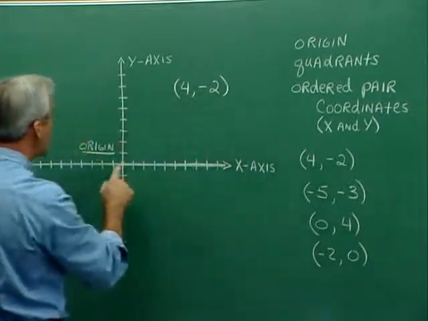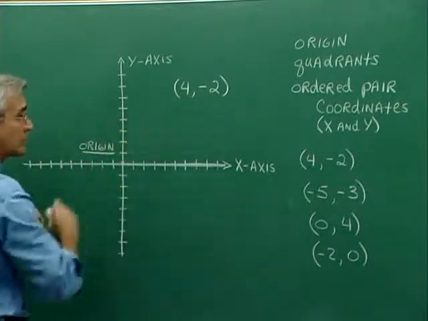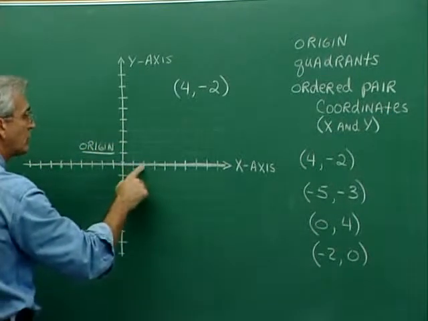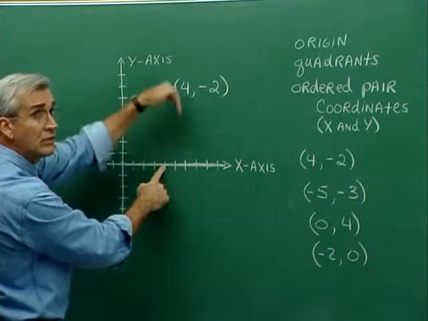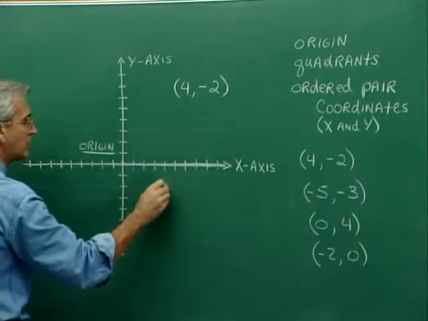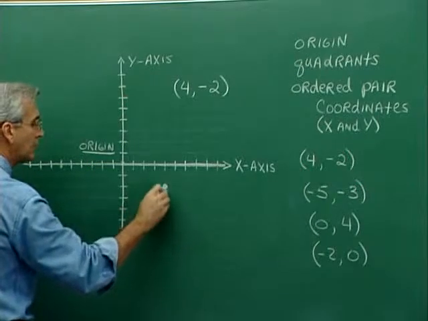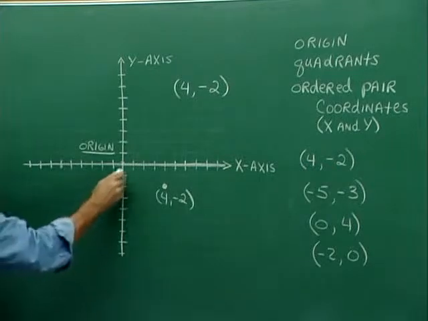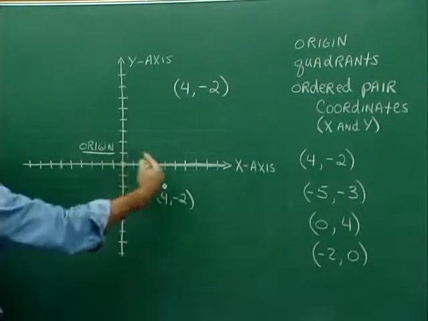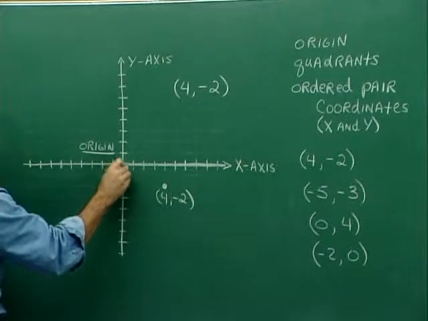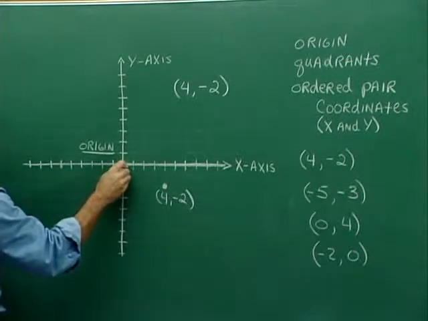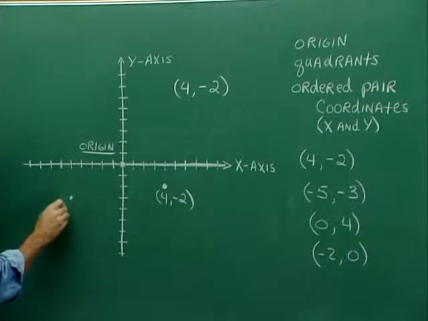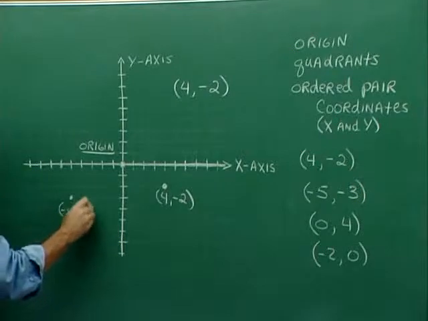Now, to locate a point, we begin at the origin and we move according to the distances indicated. 4 horizontally means from the origin go a distance of 1, 2, 3, 4, and then -2 means down 2 vertically, so we go down 2, and here then is the point (4, -2). Let's locate a couple of other points. How about the point (-5, -3)? From the origin, -5 means to the left, the negative direction horizontally, so it's 1, 2, 3, 4, 5, and then down 1, 2, 3. So here's the point (-5, -3).